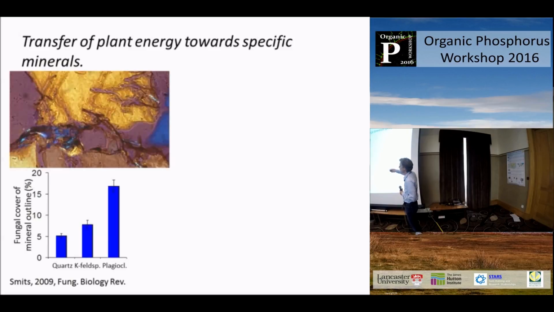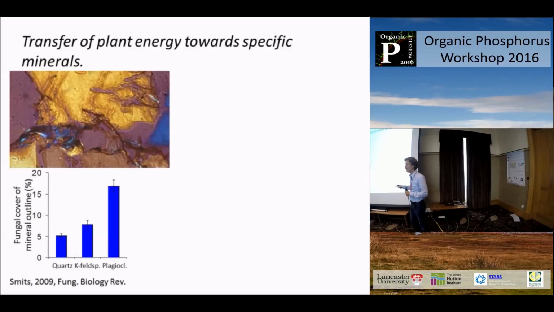And then I quantified how much of the surface of each mineral was colonized by fungal hyphae, for 3 different minerals: quartz, potassium feldspar, and a plagioclase. Plagioclase is a sodium calcium feldspar. And what you can see is that the plagioclase is more colonized than the other ones. I didn't put any statistics here, but it's highly significant, as you can expect. So also on the field scale, there is a specific translocation, at least of fungal biomass, towards different minerals.